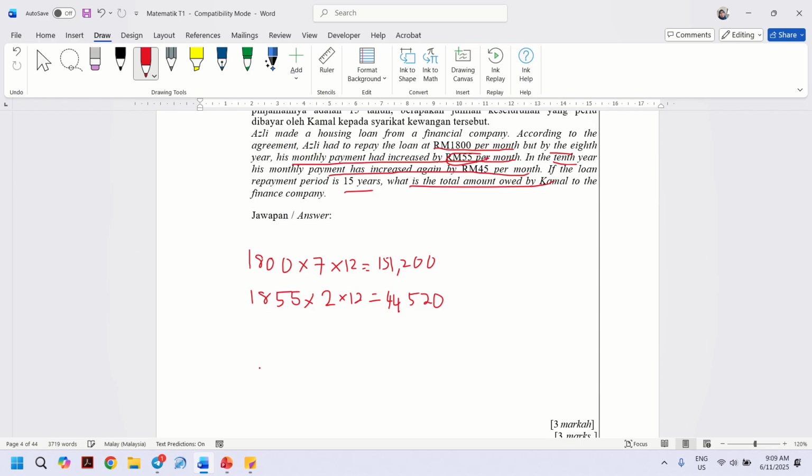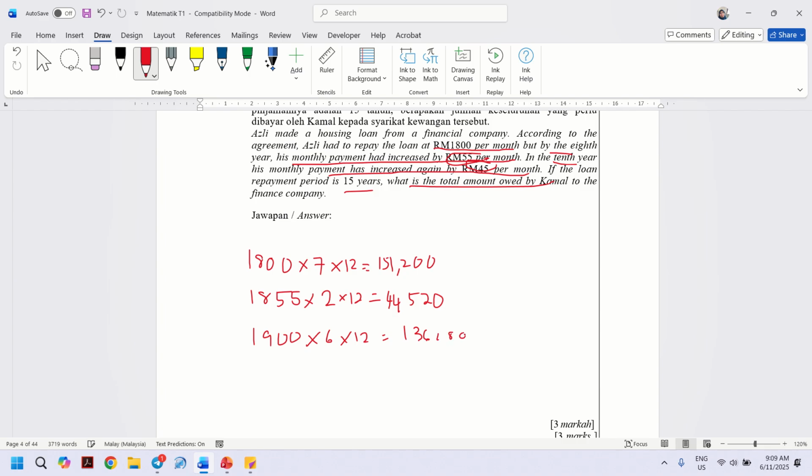And for the remaining years, you have already paid 1,855, and it increased again by 45. So 1,855 plus 45 is 1,900. This is from the 10th year to the 15th year: 10, 11, 12, 13, 14, 15. It is 6 years remaining, times 12. You have the answer 136,800.